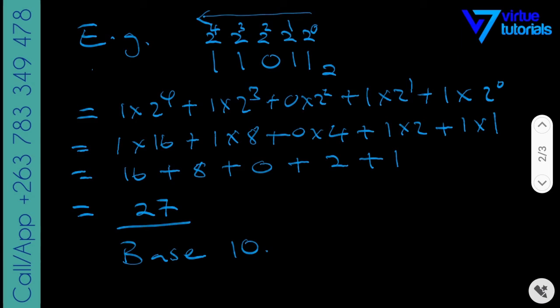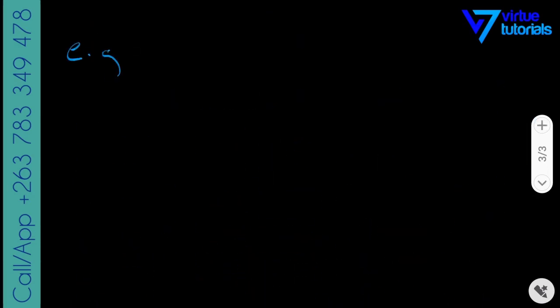So let's try using base 5. Okay, let's have a number in base 5. So for example, 1432 base 5. Remember when we had our number in base 2, each position was governed by a 2 to the power something. This time we have base 5, so each position is governed by 5's. If it's base 5, you use 5's. If it's base 3, you use 3's. If it's base 4, you use 4's, and so on and so forth.